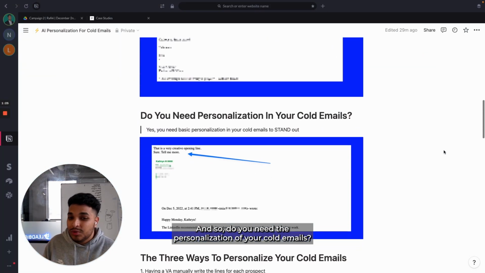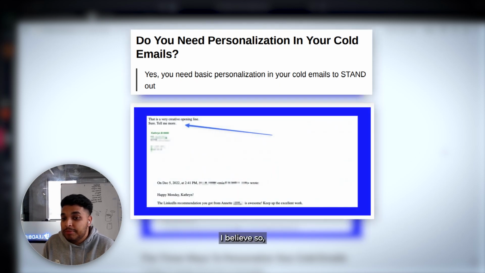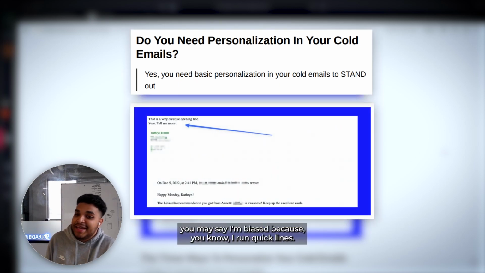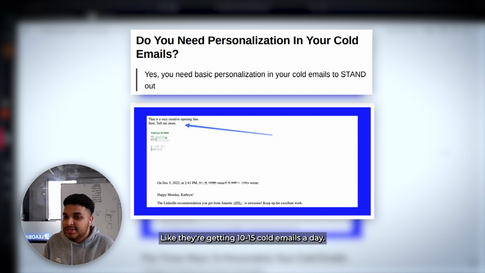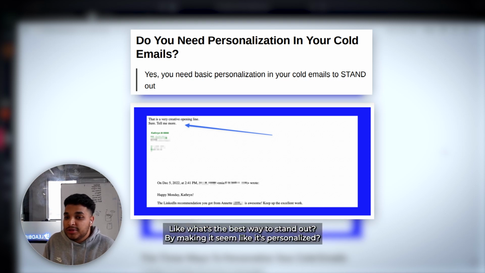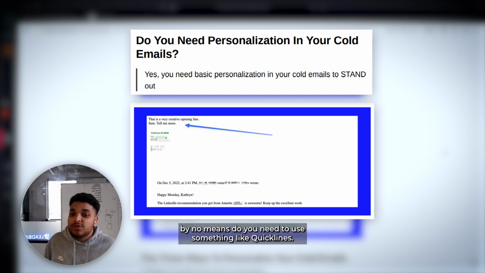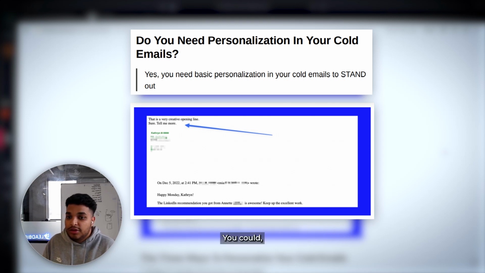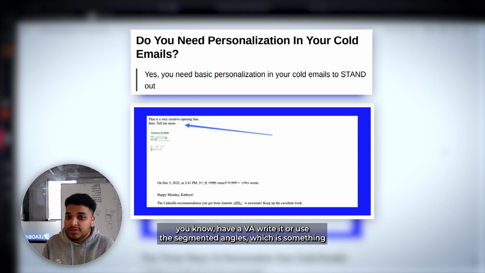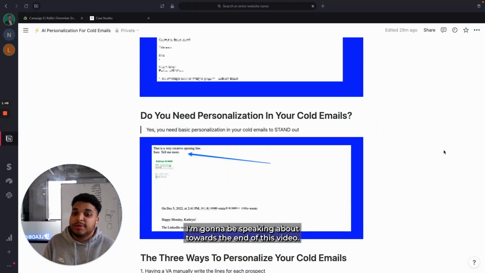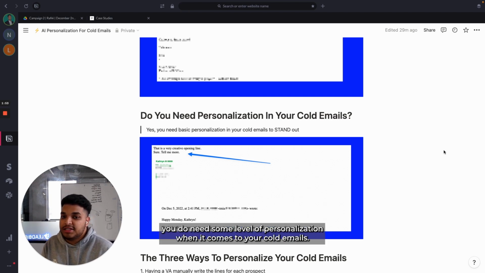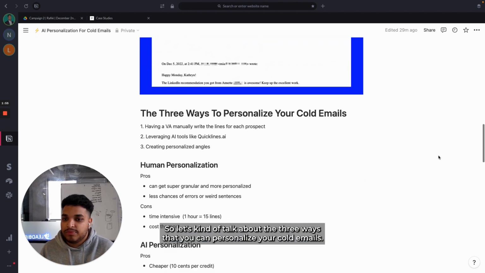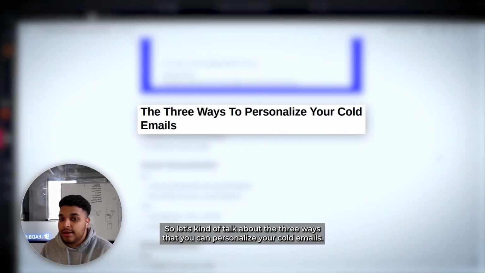And so do you need the personalization in cold emails? I believe so, right? And you may say I'm biased because I run QuickLines, but think about it. They're getting 10, 15 cold emails a day. What's the best way to stand out? By making it seem like it's personalized. And by no means do you need to use something like QuickLines. You could have a VA write it or use segmented angles, which is something I'm going to be speaking about towards the end of this video. But at the end of the day, you do need some level of personalization when it comes to your cold emails. So let's talk about the 3 ways that you can personalize your cold emails.